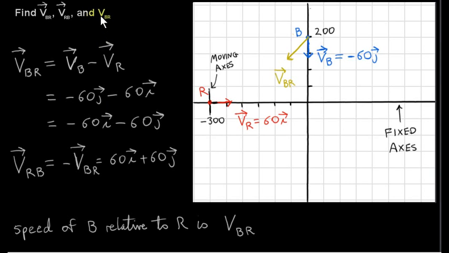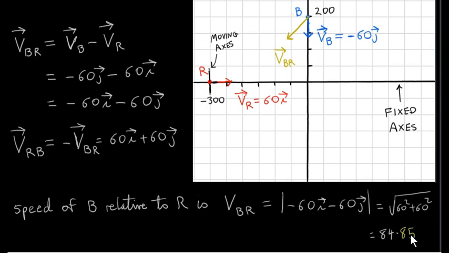The next thing we want to get is the speed of B relative to R. That's written VBR without an arrow. So the speed is just the magnitude of vector VBR. So we want the magnitude of -60i minus 60j. This will tell us how fast the blue particle appears to move from the point of view of the red particle. Well, that's straightforward. That's just Pythagoras. We sum the squares of the components and get the square root. For this we get 84.85.